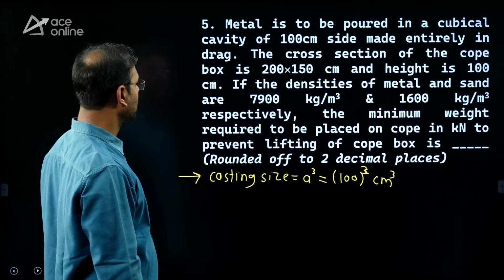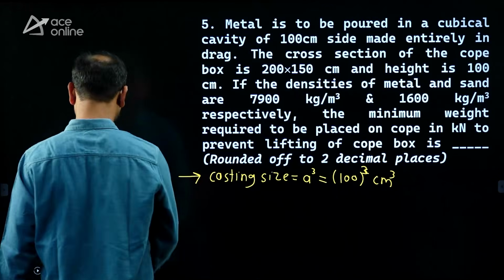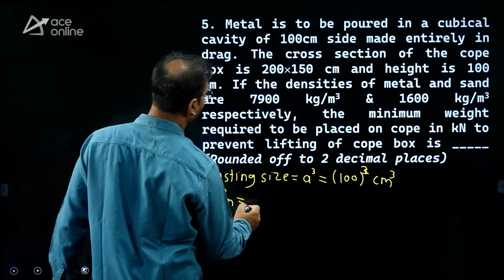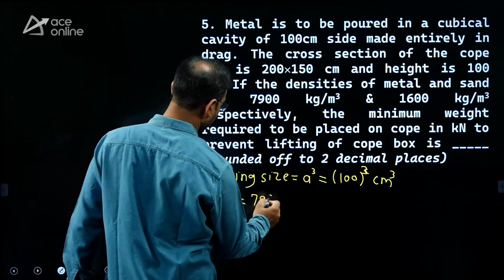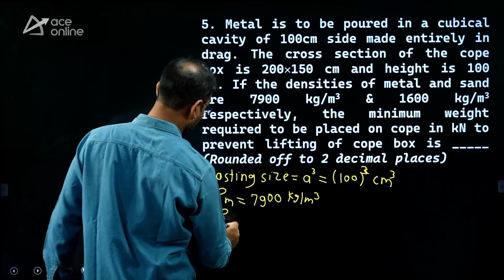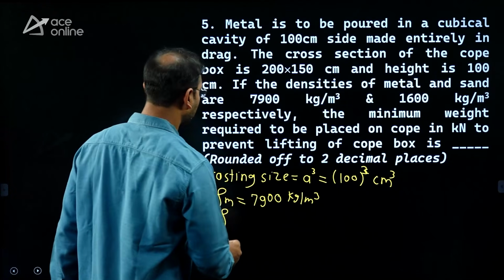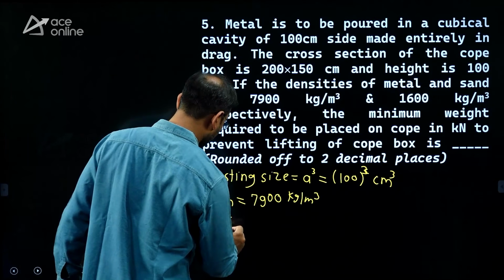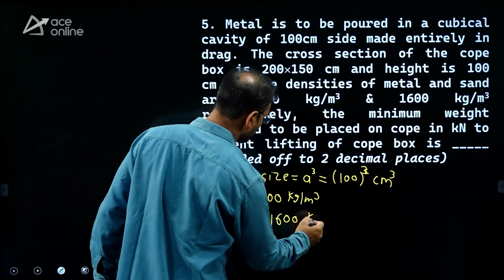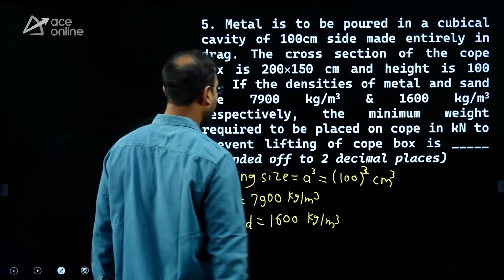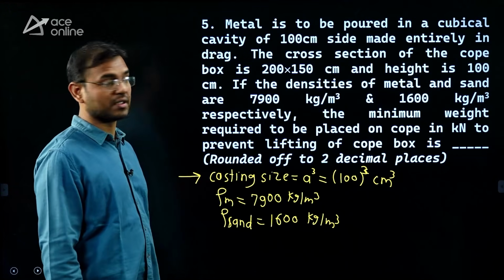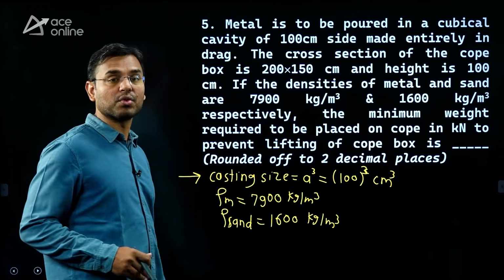Then next, the densities of the metal and sand are given. The density of molten metal is 7900 kilogram per meter cube, and the density of sand mold is 1600 kilogram per meter cube, respectively. The minimum weight required to be placed on the cope, in kilonewton, to prevent lifting of the cope box.